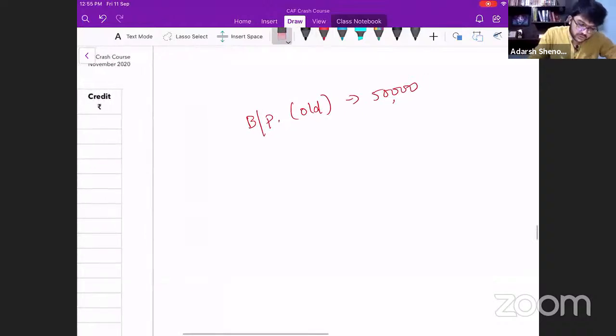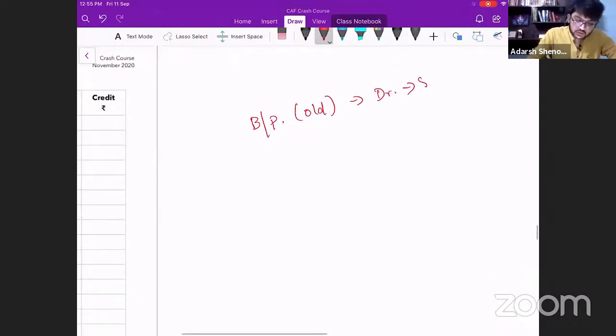Now, when the old bill is going, what should you do with the old bill? Should you credit it or debit it? It is to be debited, right? It is a bill payable. We have to debit it. So now 50,000 is to be debited. Are you all comfortable? Are you all following this? So this is to be debited.